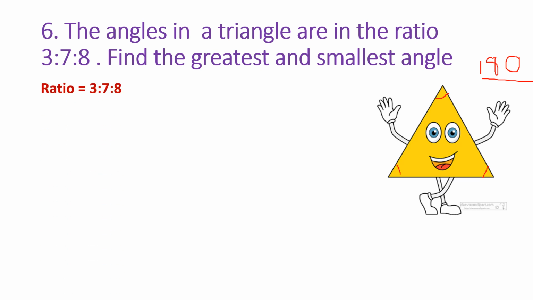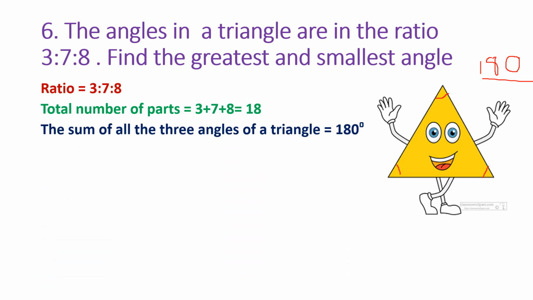Whenever we know the total, it is very easy. We will say ratio is 3 is to 7 is to 8. So we have to find how many parts we have to divide it. We have to divide it into 3 parts, 7 parts and 8 parts. Okay. So what is the total number of parts? 3 plus 7 plus 8, that is 18. Total is 18 parts. So first angle, here we know that sum of all the three angles of a triangle is 180. So what is the first angle? 3 by 18 of 180. So when I multiply, 18 ones are 18 and 0. So it is 30.